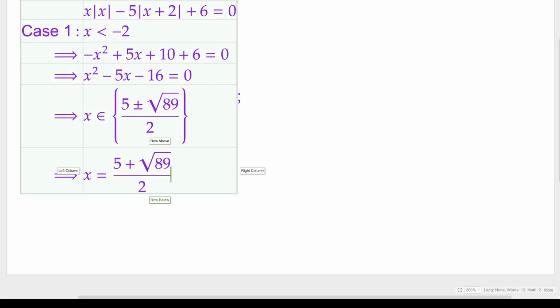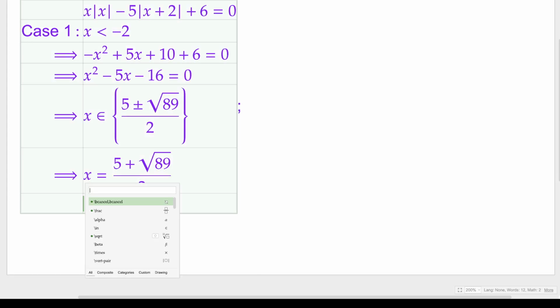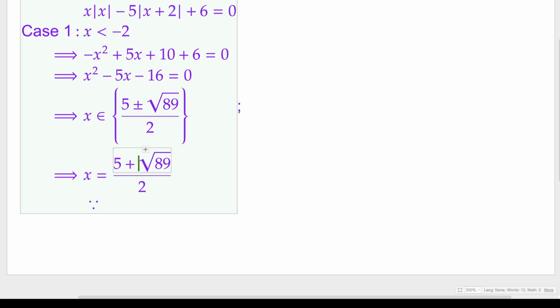What is the reason behind this? The reason is simple: in this case we have already considered that x has to be less than negative 2, so the positive value cannot satisfy this. Effectively I have to reject the positive one and consider the negative one, right? This value got accepted because x has to be less than negative 2. This is the reason, because we have considered the case. So 5 plus square root of 89 got rejected. Okay, sorry for the mistake.